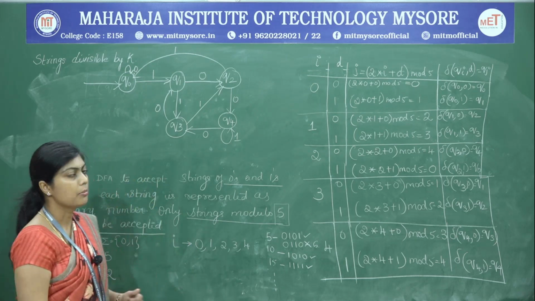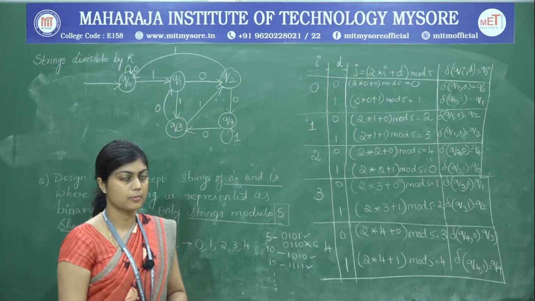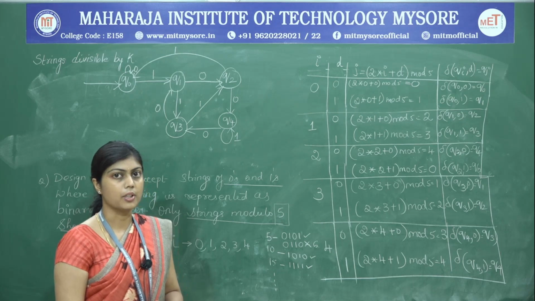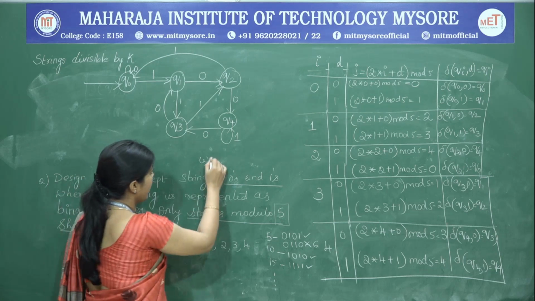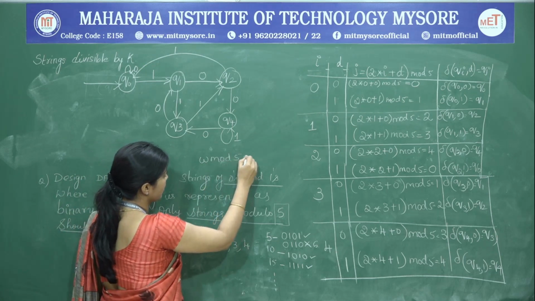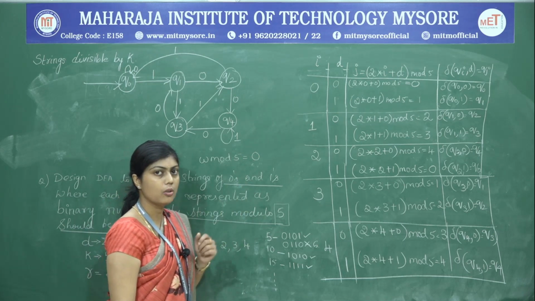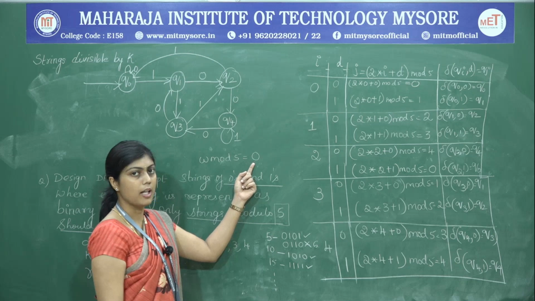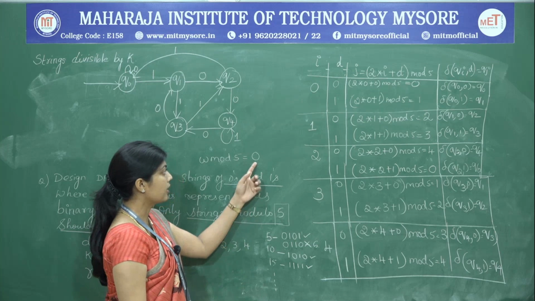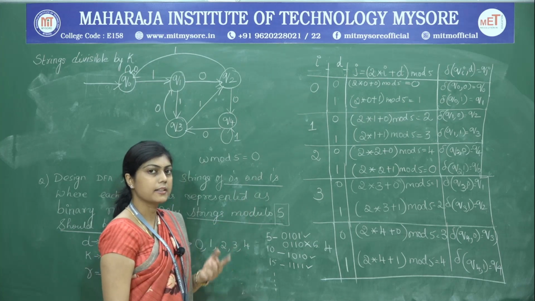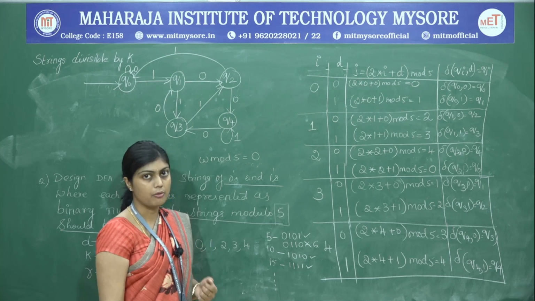Next, we have to determine the most important thing, that is the accepting state of this DFA. So how to determine the accepting state of the DFA? We know that for any string W given, we have W mod 5 equal to 0. So the remainder has to be 0, and the state accepting everything with remainder 0 is nothing but Q0. Q1 accepts every number which when divided by 5 results in a remainder 1.